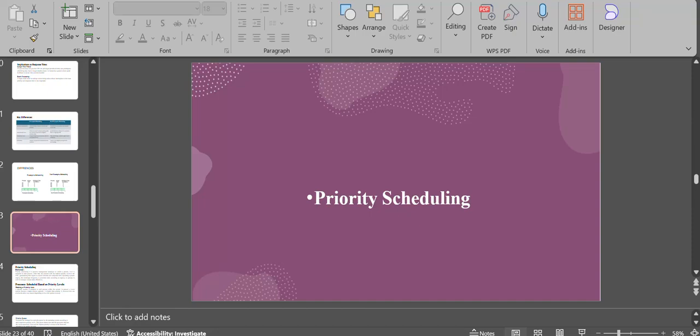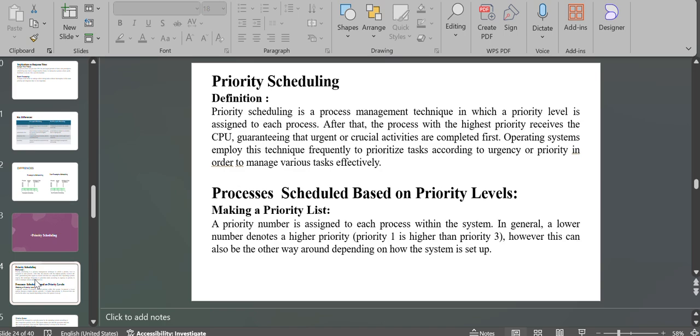Here we are discussing CPU scheduling. In CPU scheduling, we are discussing priority scheduling. Here we are discussing the priority scheduling definitions. Priority scheduling is a process management technique in which a priority level is assigned to each process.